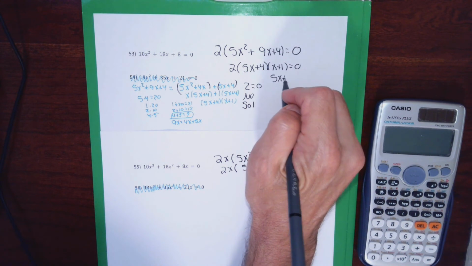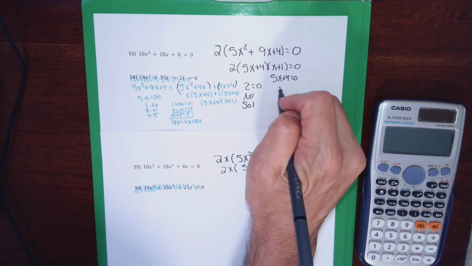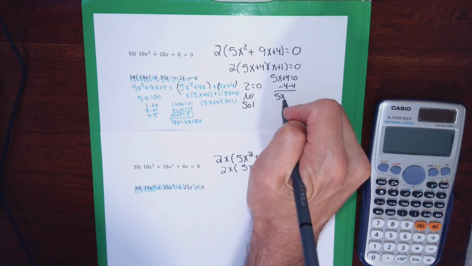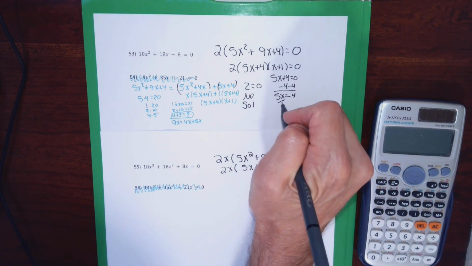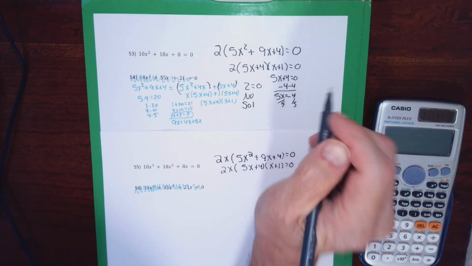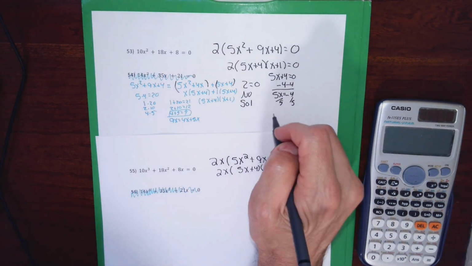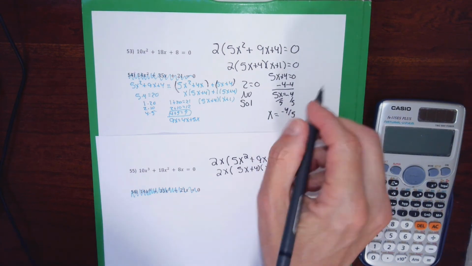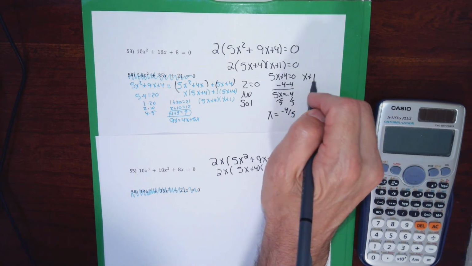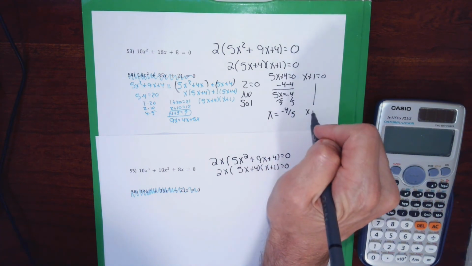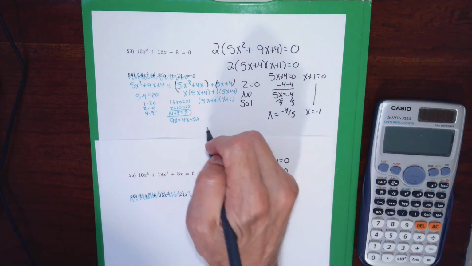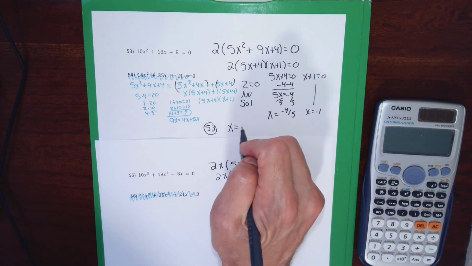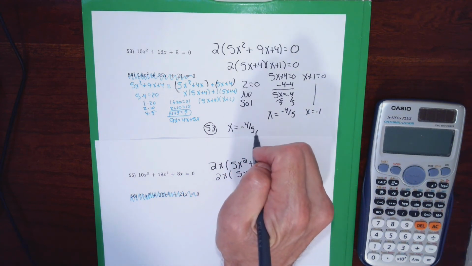The factor of 5x plus 4, when I set it equal to 0, I minus 4 and minus 4, which gives me 5x equals minus 4. I divide by 5, I divide by 5, and I get x equals negative 4/5. The factor of x plus 1, when I set it equal to 0, I get x equals negative 1. So for problem 53, the answer should be x equals negative 4/5 and negative 1.